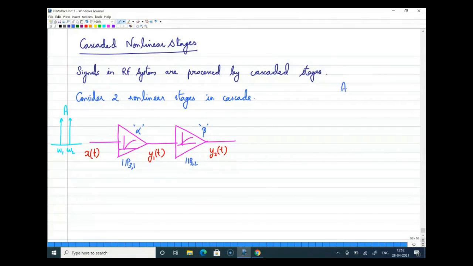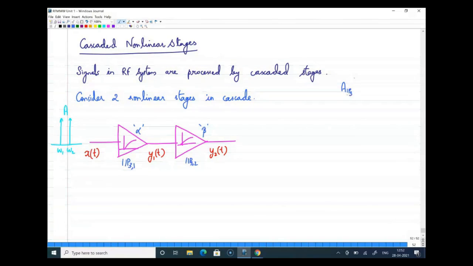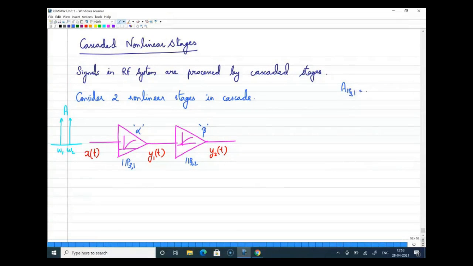Or if I write in terms of AIP3, AIP3 of 1 can be written as under root of 4 by 3 alpha 1 by alpha 3, that is for the first stage, and AIP3 2 can be written as under root of 4 by 3 beta 1 by beta 3. This is for the second stage. So what I have written now is for both stages individually.